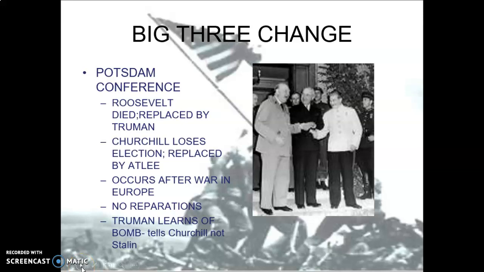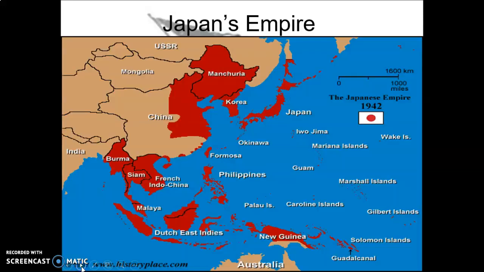Truman learns of the bomb on his way over to this conference. He tells Churchill, but he will not tell Stalin, and Stalin knows that, and Stalin finds out about the bomb anyway. The Soviets had spies in the Manhattan Project. So here's Japan. Here's Japan's empire. If you look at it, it's actually larger than the German Empire.